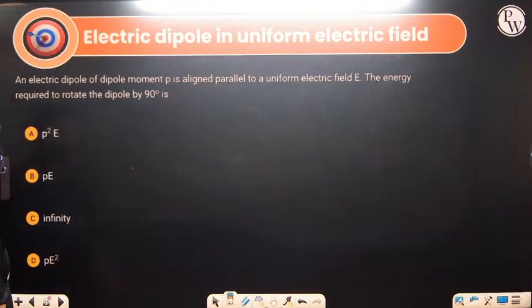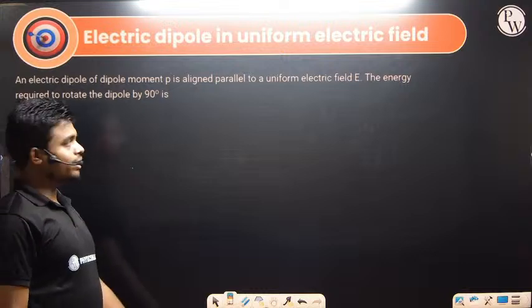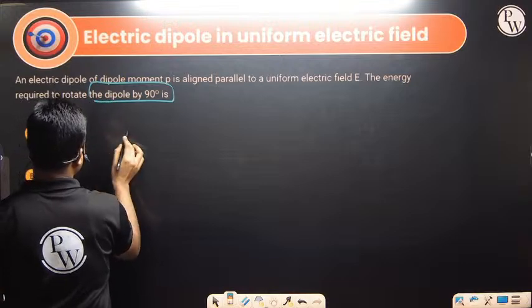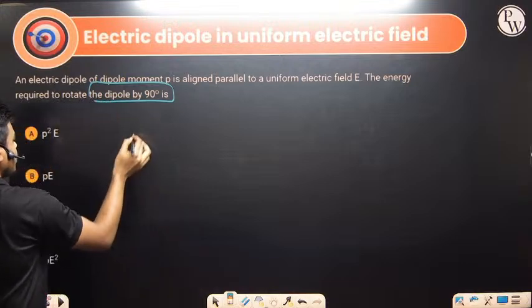An electric dipole of dipole moment P is aligned parallel to a uniform electric field E. What is the energy required to rotate the dipole by 90 degrees? Initially, it is parallel.